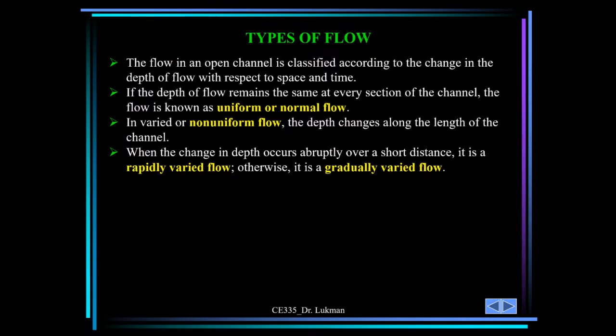So open channel flows are classified with respect to the change of the depth of flow with respect to space and time. If the depth of flow remains the same at every section of the channel, the flow is known as uniform or normal flow. As well, we can also use velocity: if the velocity remains the same at every section in the channel. In varied or non-uniform flow, the depth changes along the length of the channel.